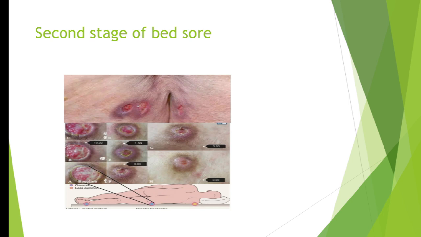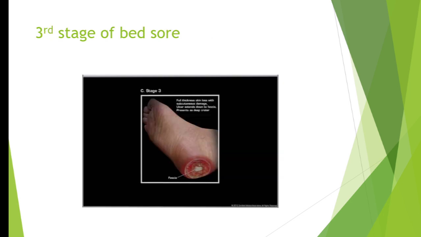If it is present on any patient's body, that is called the second stage of bed sore. After that we have to see the third stage of bed sore. You can observe. When we talk about the third stage of bed sore, damage extends into the subcutaneous tissues. Fat may be visible, you can see the fat. You can see these pictures.